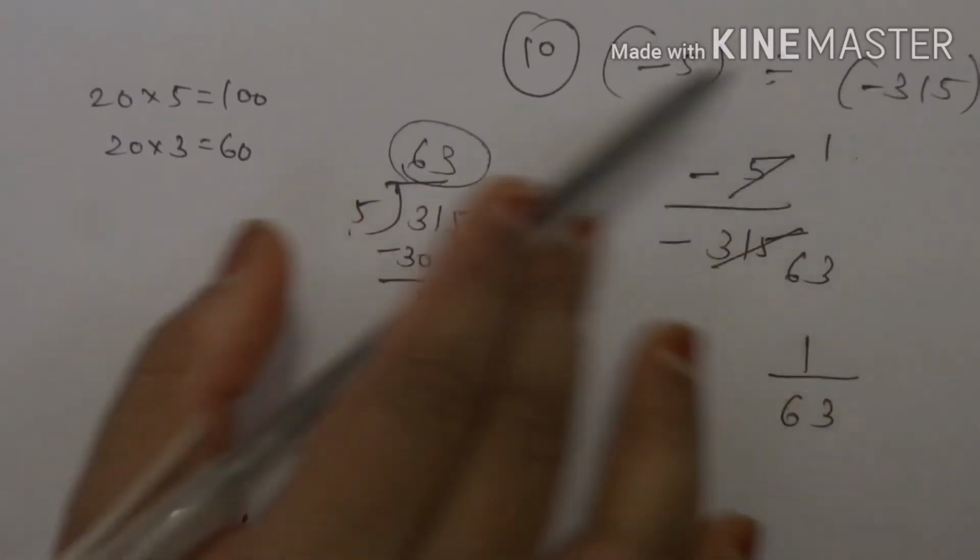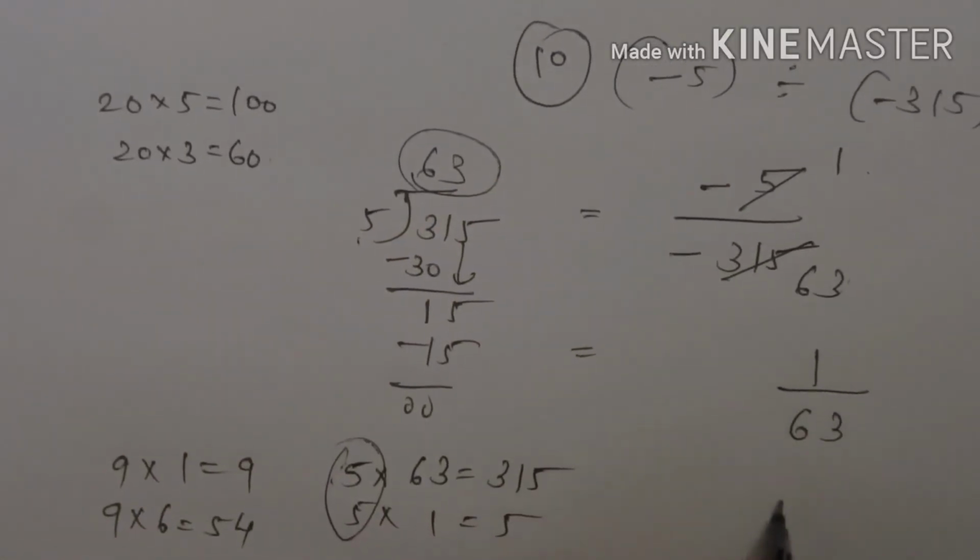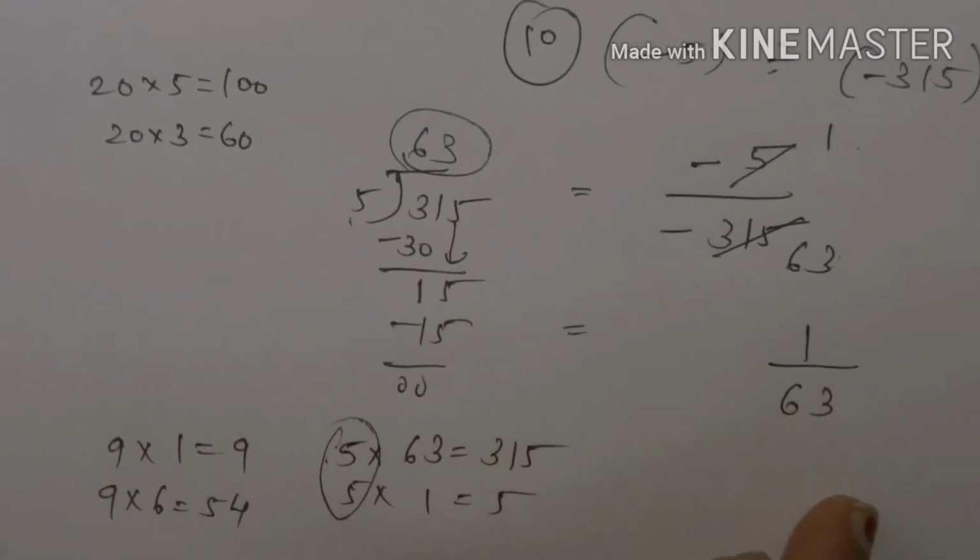Both the numbers are having minus sign. Minus minus is plus. Plus we are not putting, it is understood. So the answer is 1 upon 63.